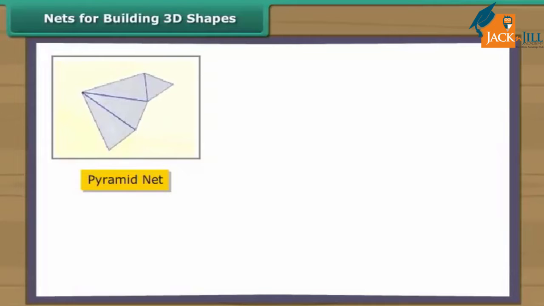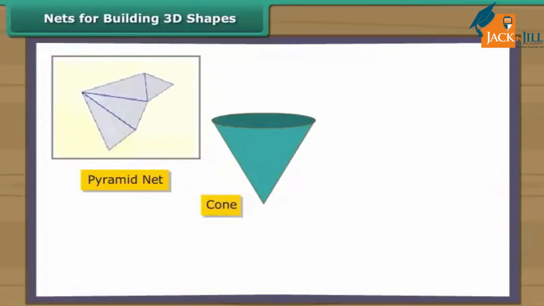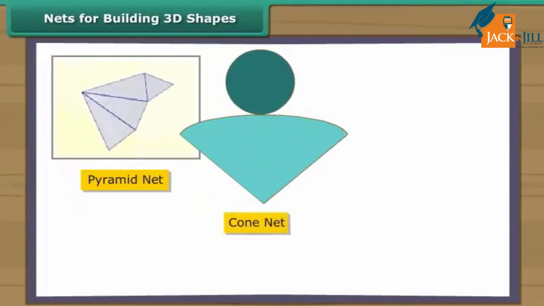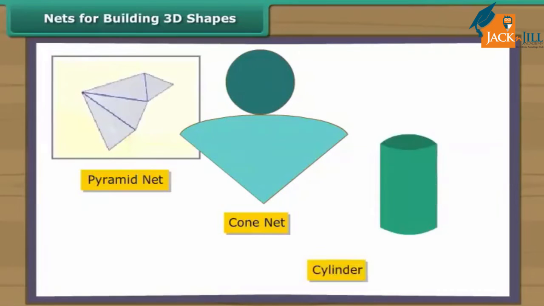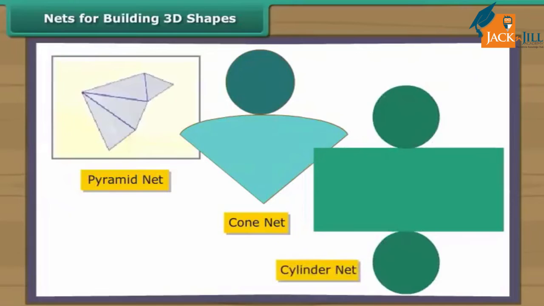Now we see how a cone is formed. Here we show you how a cone is formed from its net. Now we see how a cylinder is formed. Here we show you how a cylinder is formed from its net.